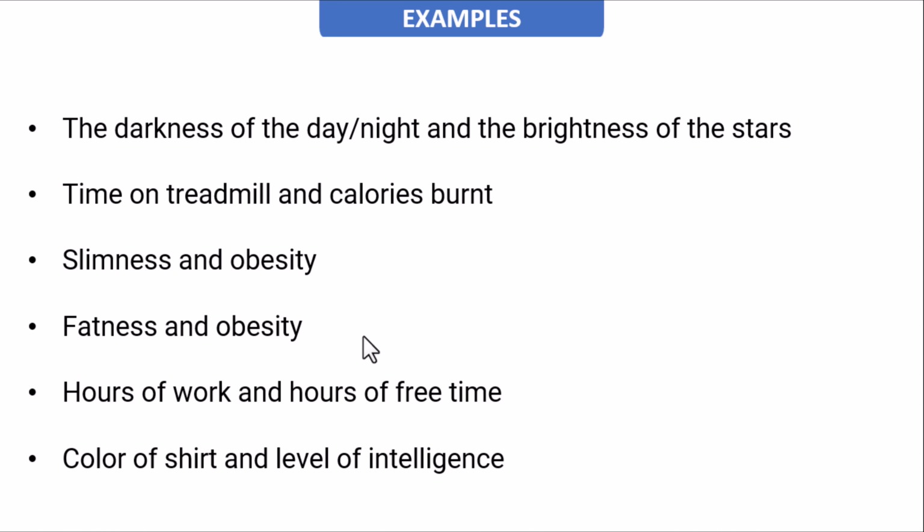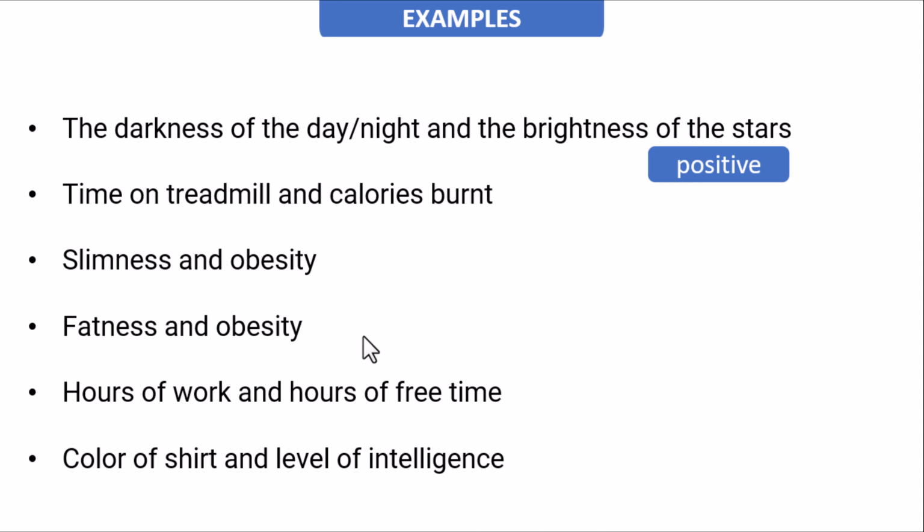Now, the darkness of the day or night, meaning the darkness of the environment, and the brightness of the star: is it positive correlation or negative correlation? It is positive correlation, because we say that it is in our darkest moment that we see the brightest star, which means that the darkness of the day or night is positively correlated with the brightness of the star.